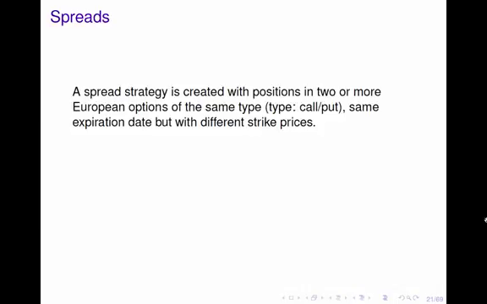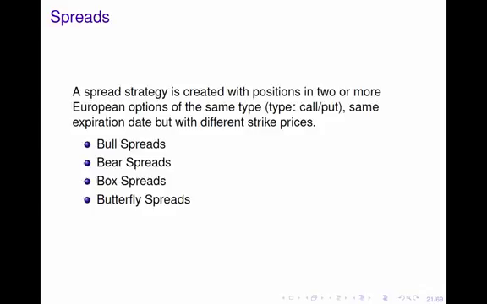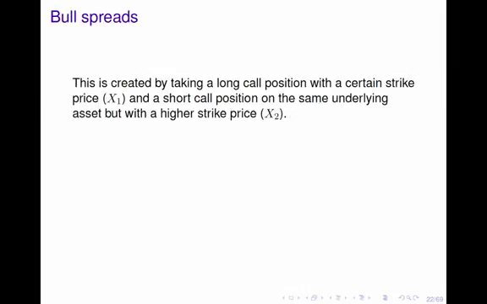Next, we'll talk about spreads. A spread strategy is created with positions in 2 or more European options of the same type, same expiration date, but with different strike prices. In the following, we're going to introduce 4 types of spreads: bull spreads, bear spreads, box spreads, and butterfly spreads. A bull spread is created by taking a long call position with a certain strike price x1 and a short call position on the same underlying asset but with a higher strike price x2.